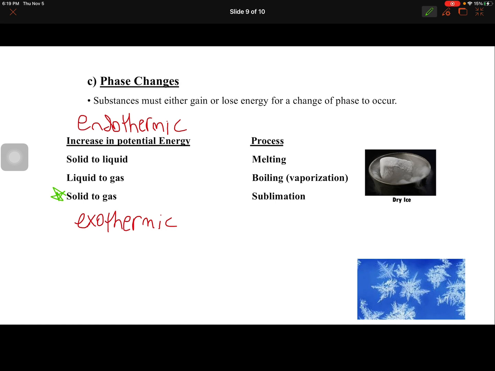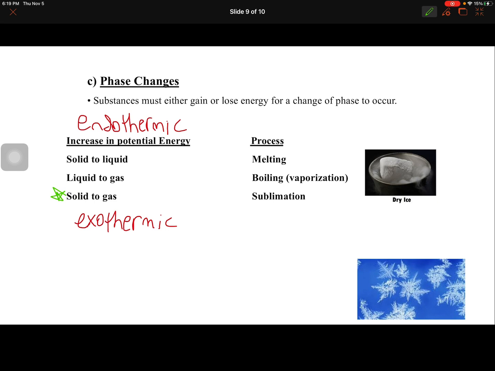An example of sublimation, because some people might have a hard time visualizing a solid becoming a gas. The closest example I can think of is probably dry ice. So, you have the solid, and the moment it touches something a little bit warmer, all of a sudden, it turns to this bubbly, cold gas. So that is the process of sublimation.